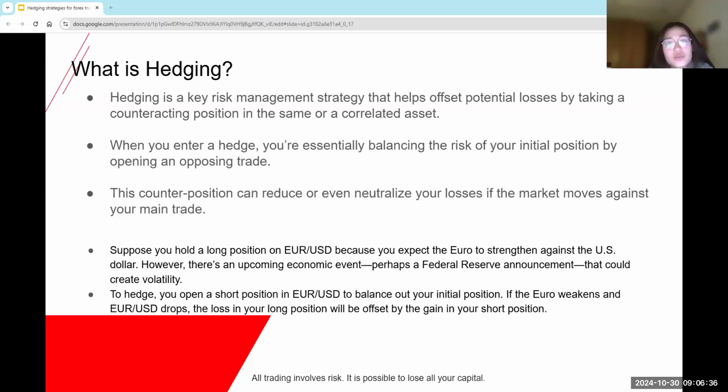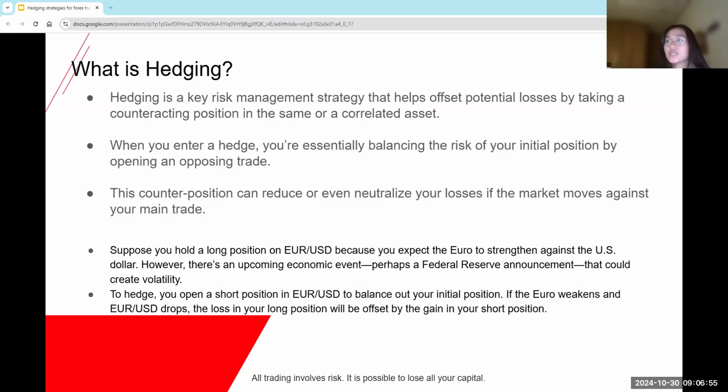So how does it work? When you enter a trade, you're essentially balancing the risk of your initial position by opening an opposing trade. So this counter position can reduce or even neutralize your losses if the market moves against your main trade.